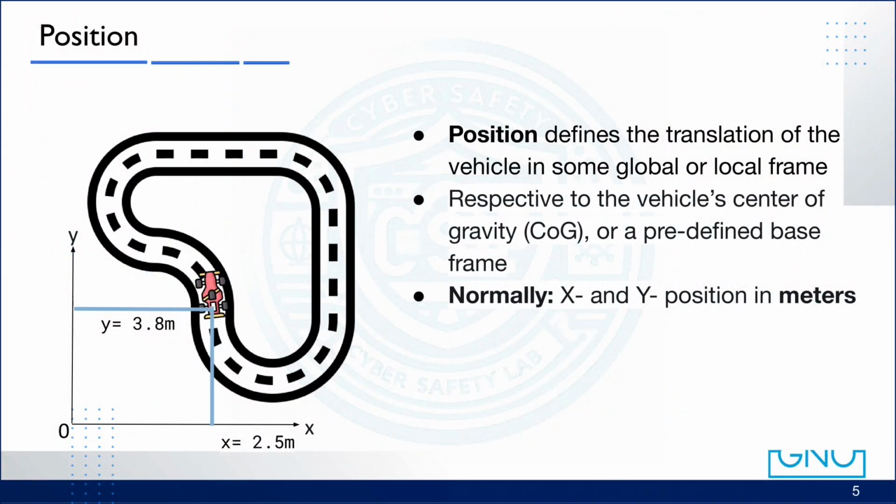The first component of a vehicle state is its position. Position defines the translation of the vehicle in a certain coordinate frame, either global or local. It's often expressed relative to the vehicle's center of gravity or a predefined base frame. In practice, we usually use X and Y coordinates measured in meters. For example, on the track shown here, the car might be at X equals 2.5 meters and Y equals 3.8 meters.